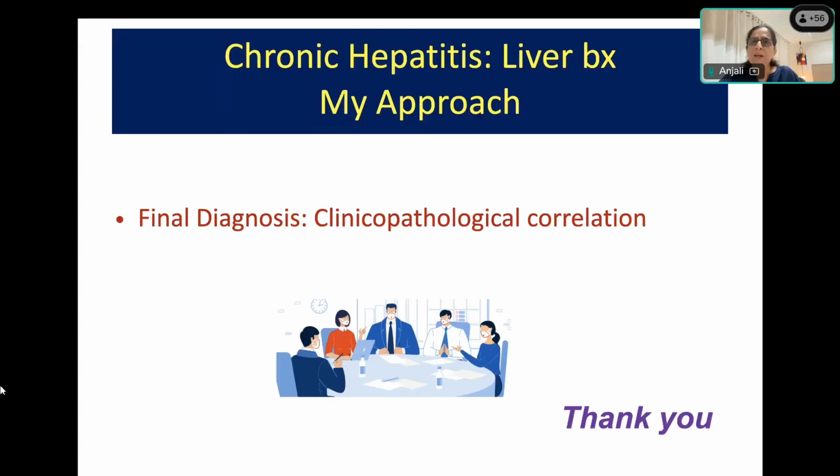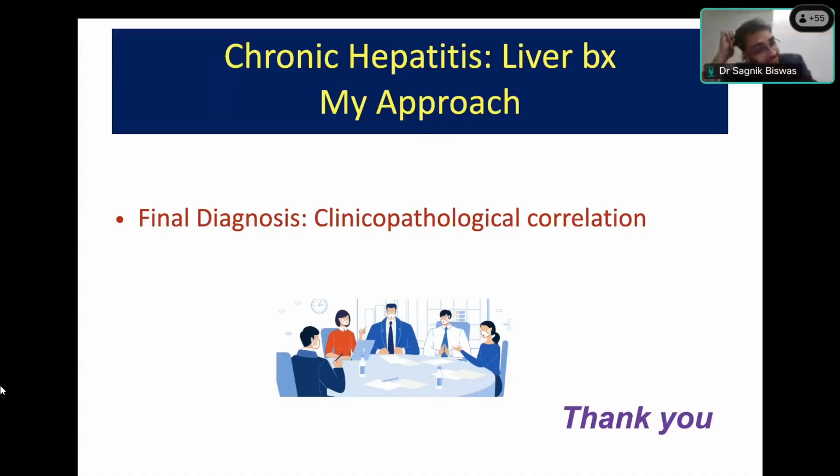Chronic hepatitis is a very, very vast topic, and these are a few examples. And again, chronic hepatitis is not like reporting oncology biopsies, where it is tumor or no tumor. These biopsies definitely require some clinical knowledge and clinico-pathological correlation for final diagnosis. So it is not that if you see plasma cells it means AIH. No. You have to have clinico-pathological correlation.